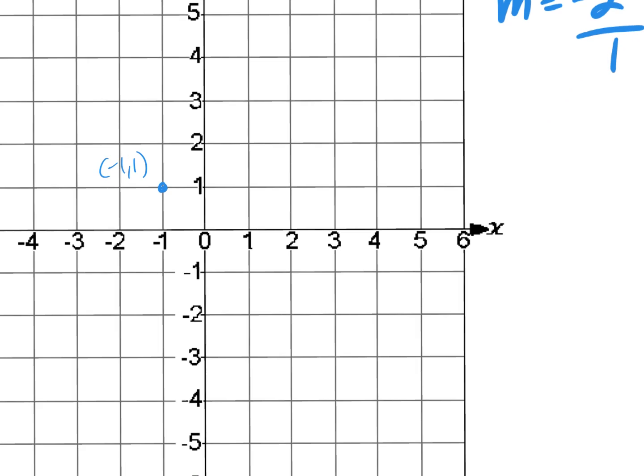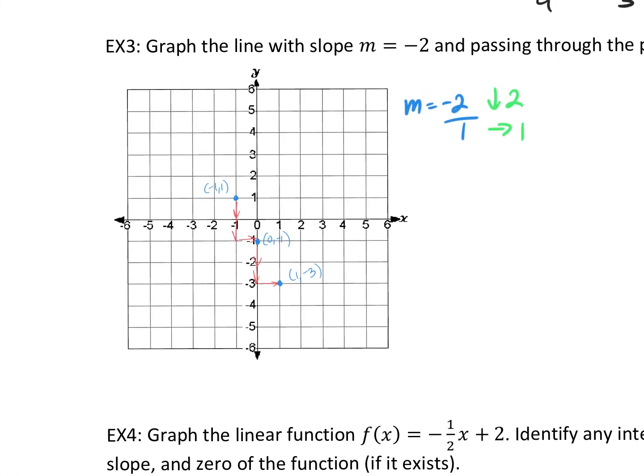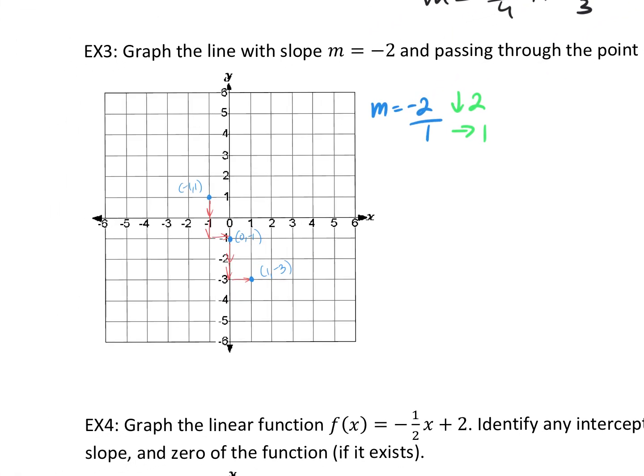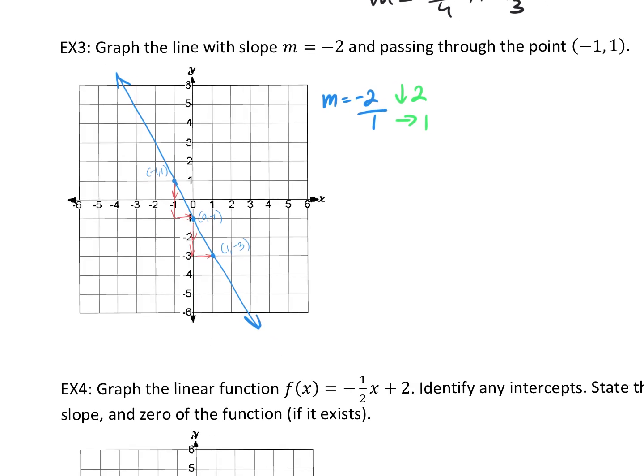Let's go ahead and count that out. Down 2 units over 1. And we're at the point 0, -1. Let's do it one more time, because remember we need 3 points. Down 2 over 1. And we're at the point 1, -3. Okay, and we found all 3 points. We found the line passing through -1, 1. So we'll go ahead and graph that in. Again, you don't need to do a super straight line. Just give the basic concept. And again, I do grade for the 3 points and the arrowheads.